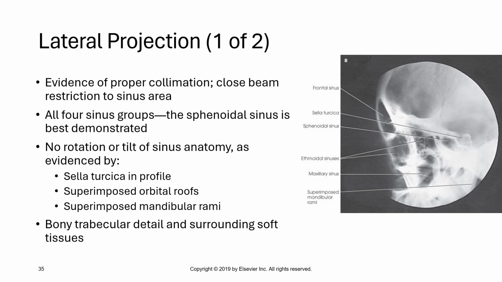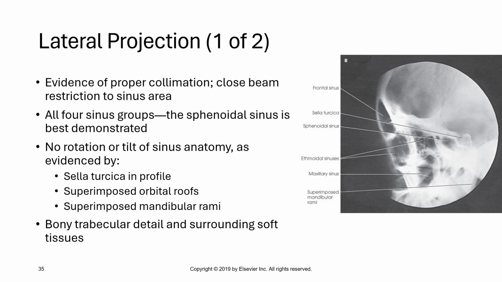Okay. No rotation or tilt. We know that there's no rotation or tilt because the sella turcica is going to be in profile. Superimposed orbital roofs or cranial floors, however you want to refer to those, and superimposed mandibular rami. You might notice that the evidence for no rotation for lateral sinus is the same as lateral facial bones, the same as lateral skull.